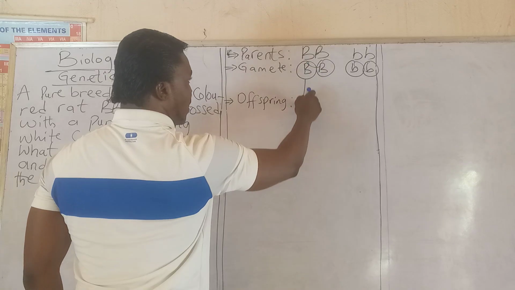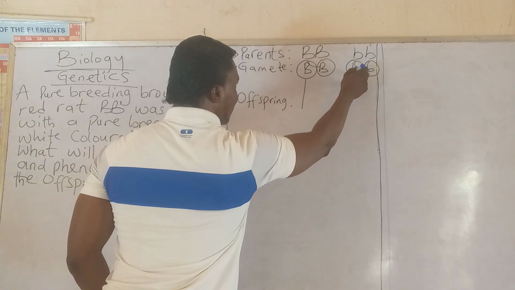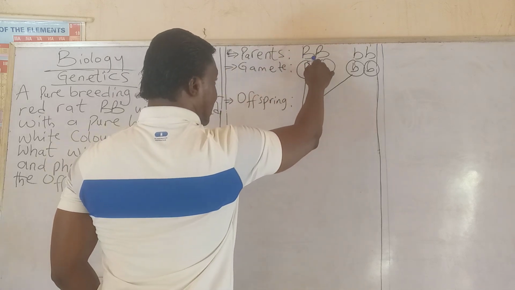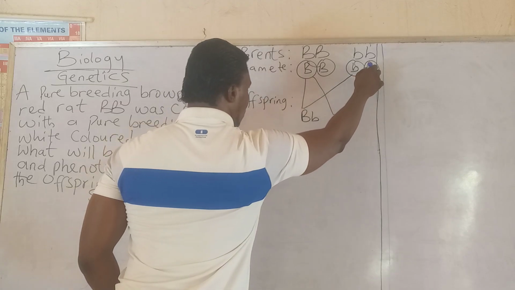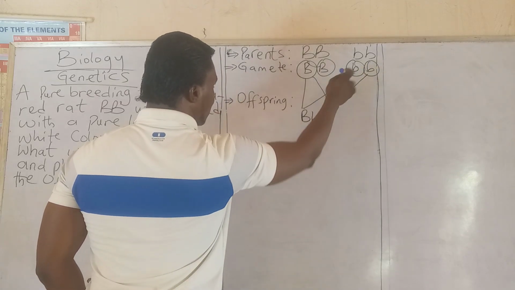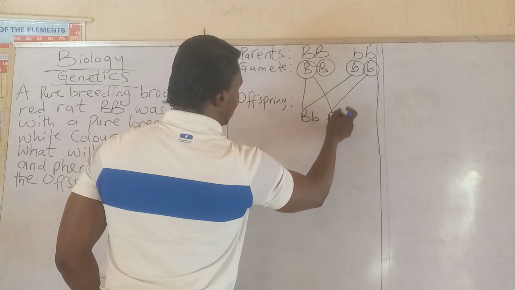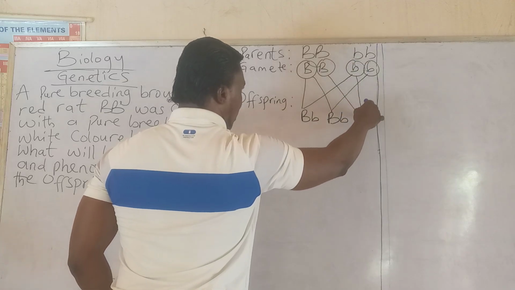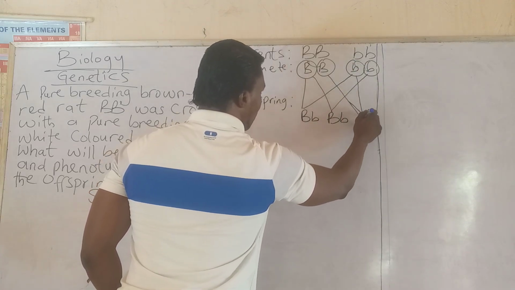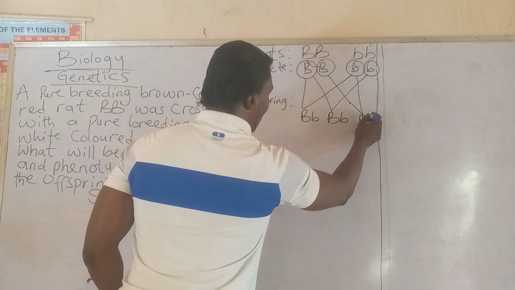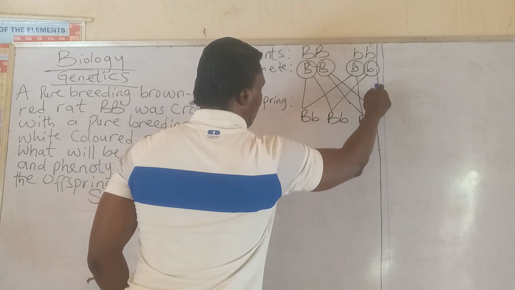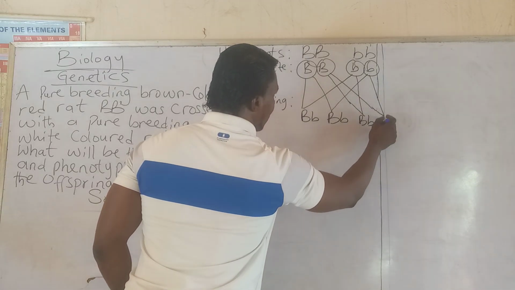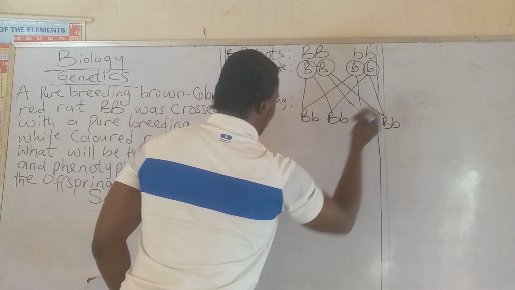So, the first capital letter B, we take the first small letter b. You have capital B and small b. The first letter B, we take the second small letter b. You have capital B, small b. The second capital letter B, we take the first small letter b. Also, you have capital B, small b. The second, we take the second. Then you also have capital B and small b.